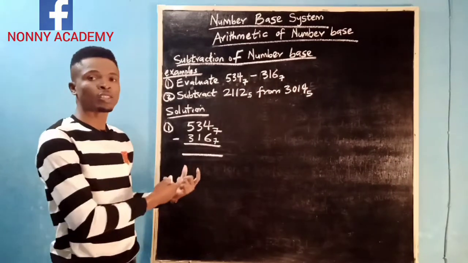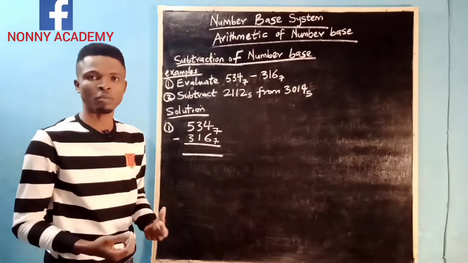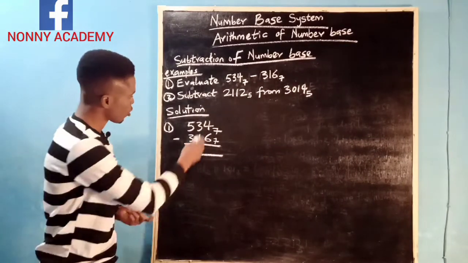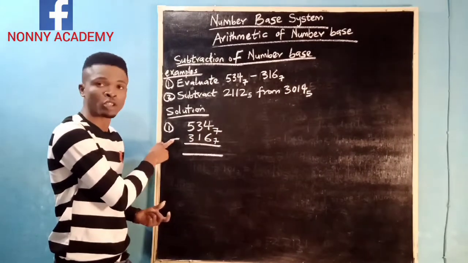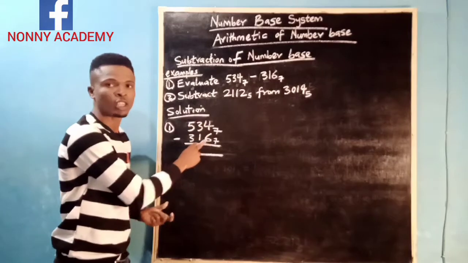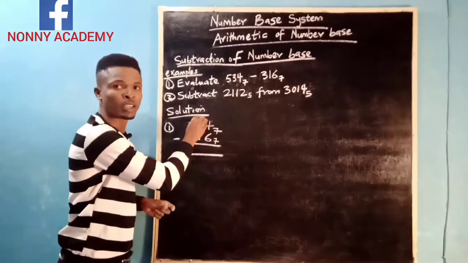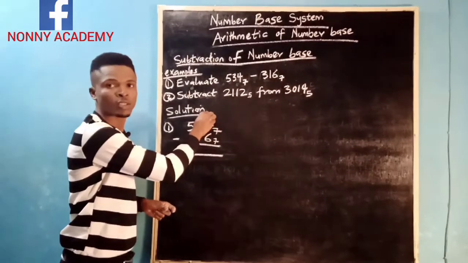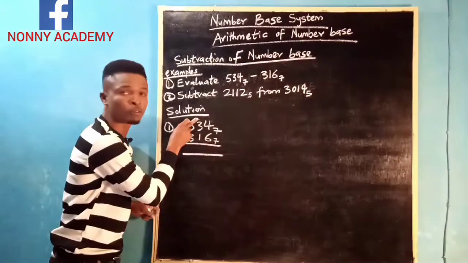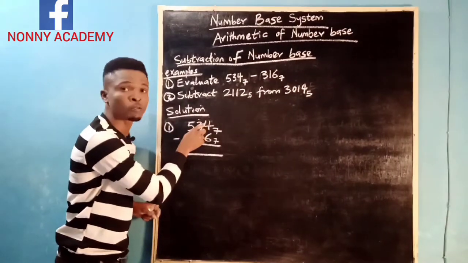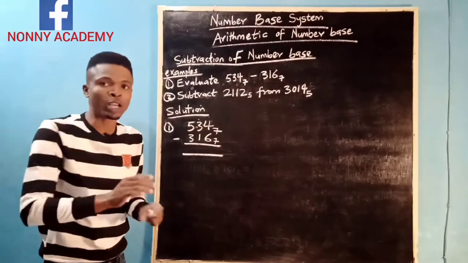If you take a good look at this, you will notice that both digits are of the same base. Now I start. 4 minus 6, I'm subtracting, so I use minus sign. 4 minus 6 is not possible. Then the next thing I will do is to borrow 1 from here down to this place. Normally in our normal subtraction, if I borrow 1 from here down here, this becomes 14. Then this one becomes 2. That is for the normal subtraction.